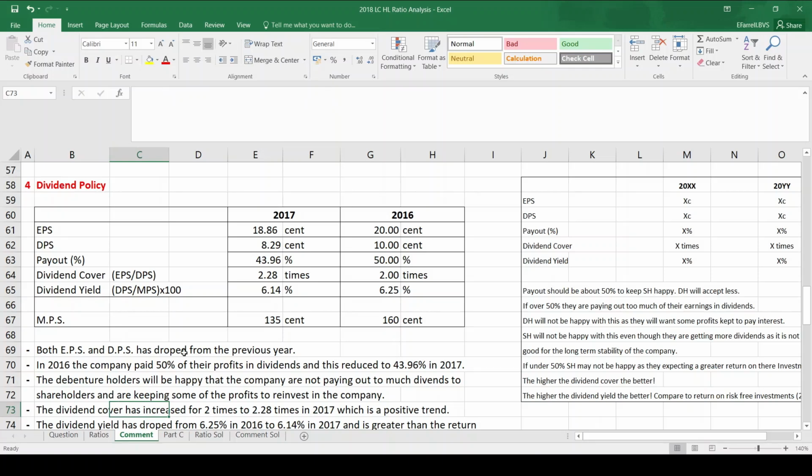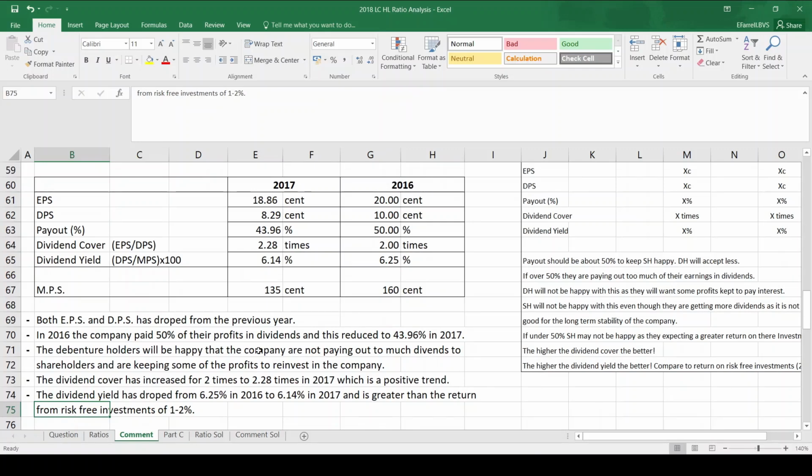The dividend cover has increased from 2 times to 2.28 times, which is a positive trend. So it's gone up slightly. Same as the interest cover, the higher the better. And the dividend yield has dropped slightly from 6.25% to 6.14% in 2017. But again, that's greater than the return you get from risk-free investments of 1 or 2%. So that is our fourth heading looked at, which is the dividend policy. So again, if you draw out the table first of all, then it's just a matter of commenting on these figures.